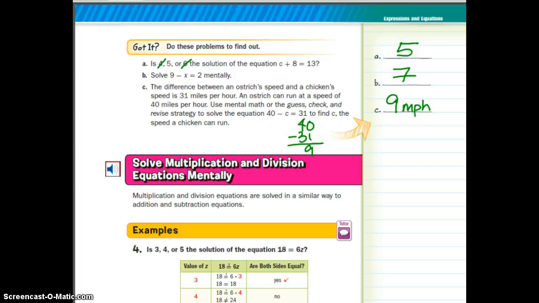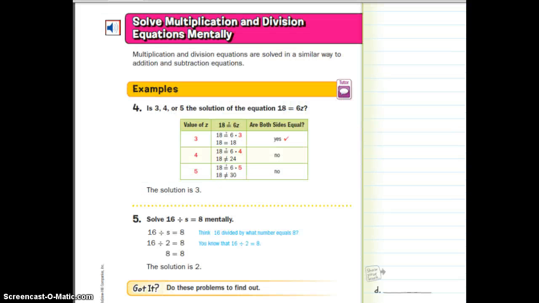Okay, so now we're going to solve using multiplication and division. Solving multiplication division equations mentally. So again, we're going to do this in our head. So we have 18 equals 6z, and we need to figure out which number will work for that. First of all, we're going to take that 18 and stick it on the other side. So that's 6z equals 18.